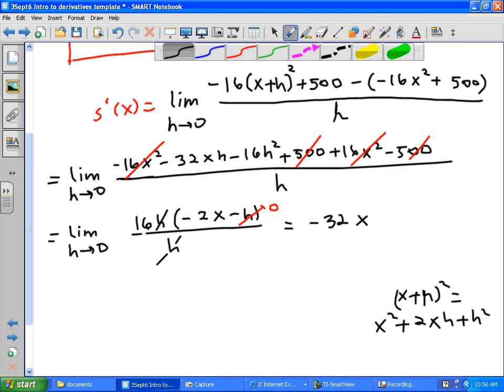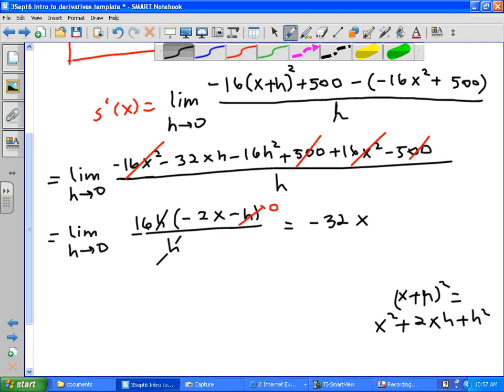So this is saying at any given moment, this is going to be the pattern for the instantaneous rate of change. So what is the instantaneous rate of change at the moment when time equals 3 seconds? Plug in a 3 in there. Negative 96. So we were pretty close then, right? When we did our table, we were pretty close.